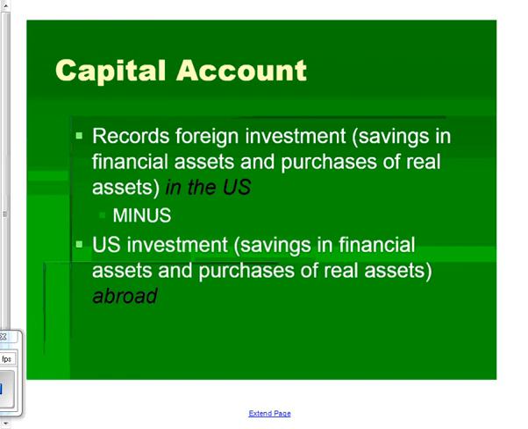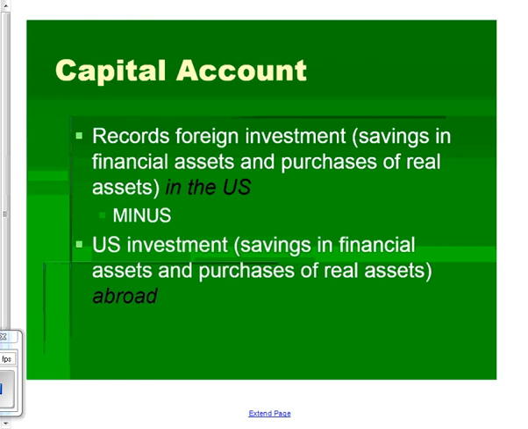And U.S. investment abroad would be if we save in financial assets in another country. So if we buy Bank of England bonds or Greek bonds, that's not likely to happen, huh, Mark Lagola? Or if we purchase real assets abroad.